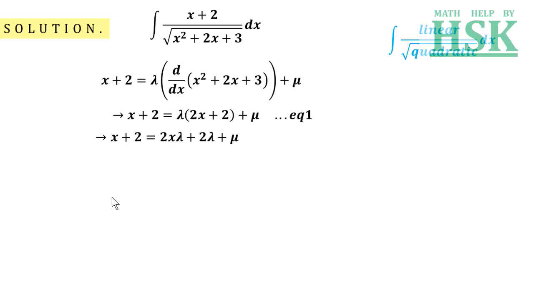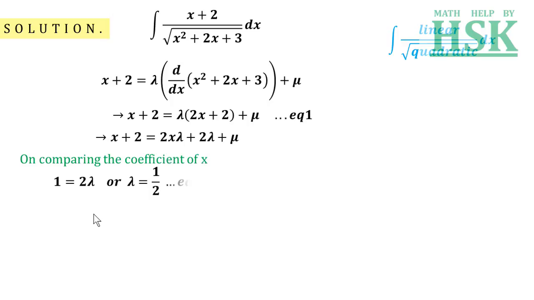So I can equate them. So on comparing the coefficient of x, I get 1 is equal to 2 lambda, or lambda is equal to 1 by 2. This is my equation number 2. Okay, so on comparing the constant term, in the left hand side I have 2, and on the right hand side I have 2 lambda plus mu. So equating, I get 2 is equal to 2 lambda plus mu. That is my equation number 3.